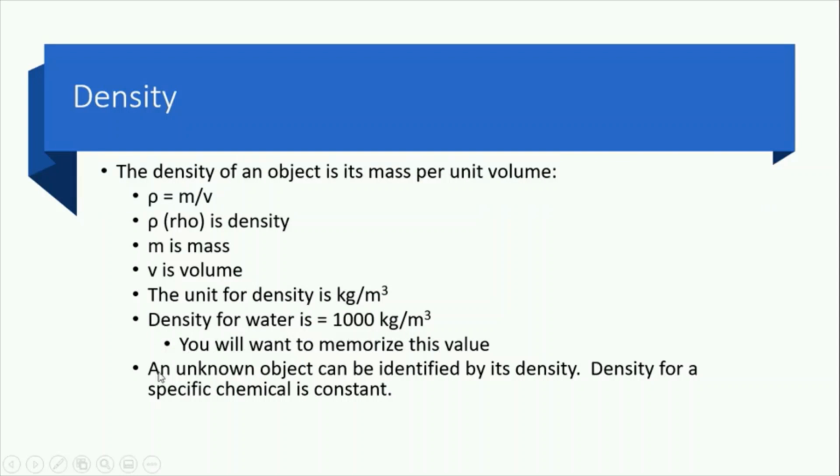And then kind of a cool fact: for an object that is not known what it is, I could give you a piece of metal and say, hey, tell me what it is. If you could measure its density, you'd be able to determine what it is, because the density of an object made of a specific chemical or a specific compound is constant. So if I gave you a block that I didn't tell you what it was, but it was gold, if you measured its density, you'd be able to figure out that it was gold.